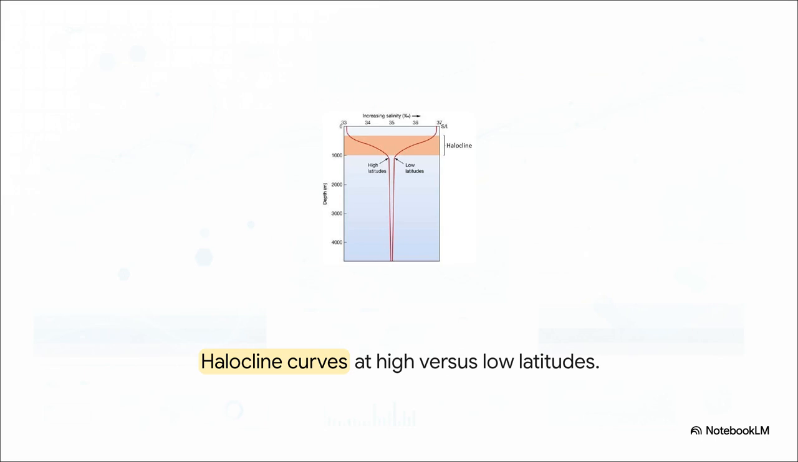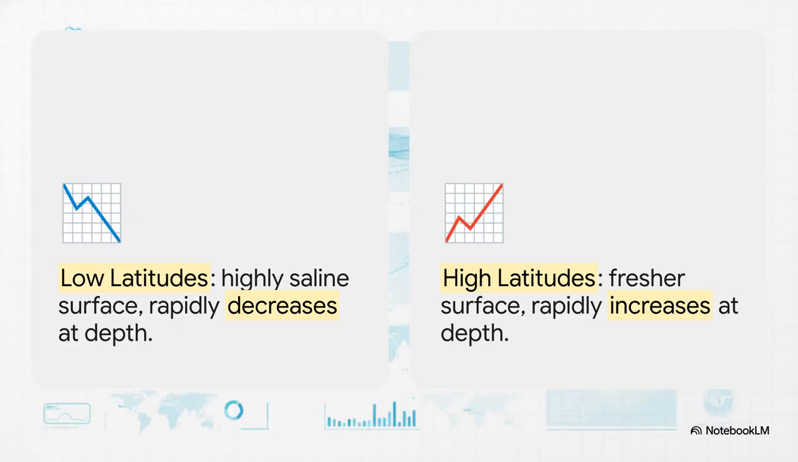Think halo for salt and cline for slope. This is a specific vertical zone where salinity changes incredibly rapidly and sharply with depth. And the wild thing is, depending on your global starting point at the surface, the chemical profile completely inverts itself as you dive. Let's actually break those curves down.